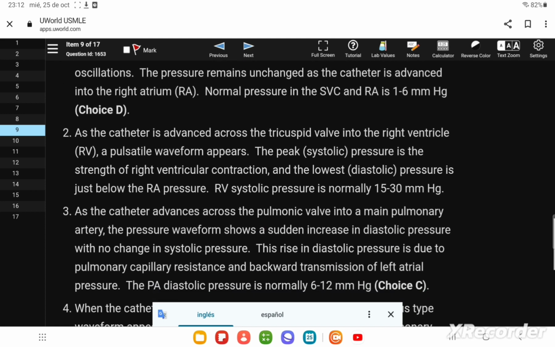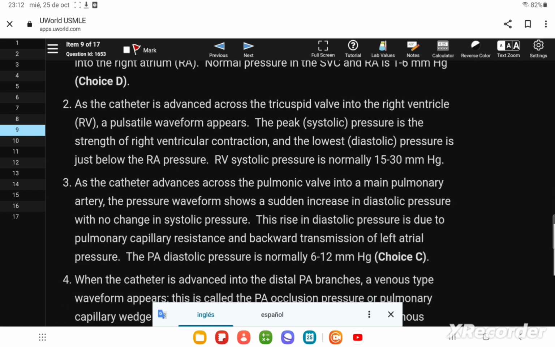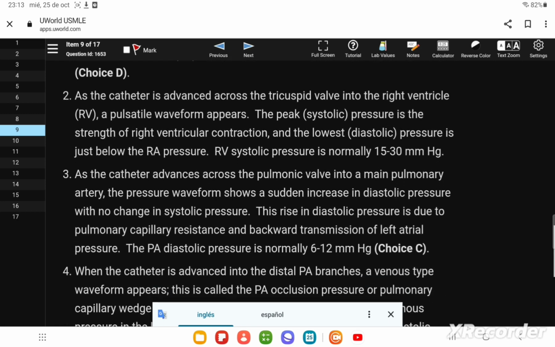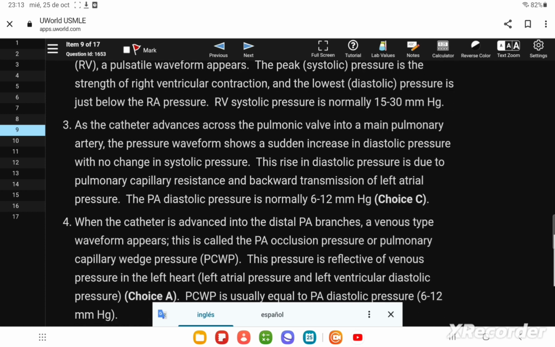Number 3: as the catheter advances across the pulmonary valve into the main pulmonary artery, the pressure waveform shows a sudden increase in diastolic pressure with no change in systolic pressure. This rise in diastolic pressure is due to pulmonary capillary resistance and backward transmission of the left atrial pressure. The pulmonary artery catheter diastolic pressure is normally 6 to 12 millimeters.